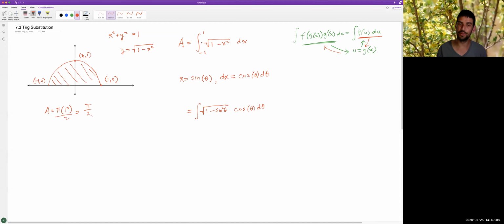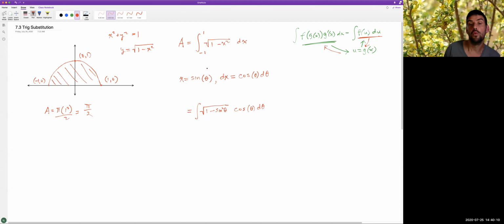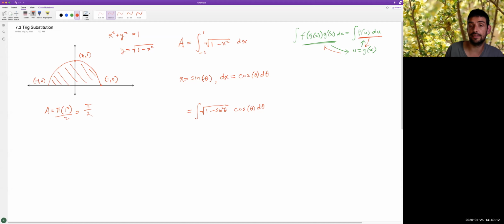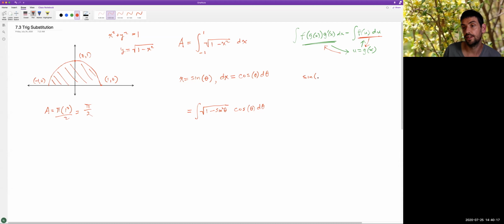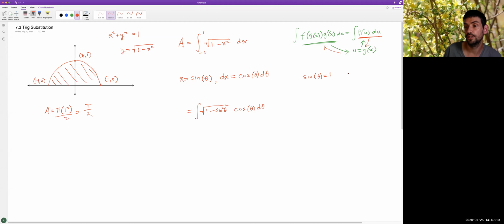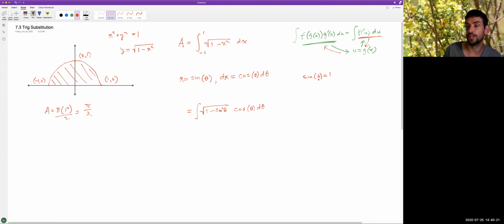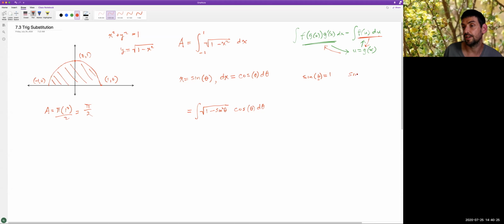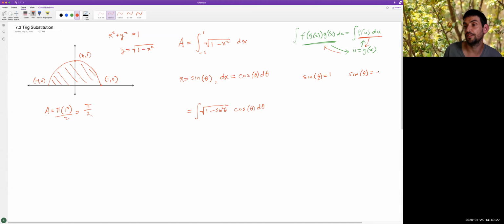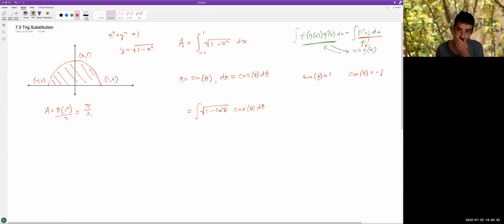We still have to deal with the bounds, okay? Well, let's think through this. When x equals 1, sine theta is equal to 1. If we can solve this for a value of theta, that can tell us the bound here. And we need to find theta so that the sine of theta is equal to -1.